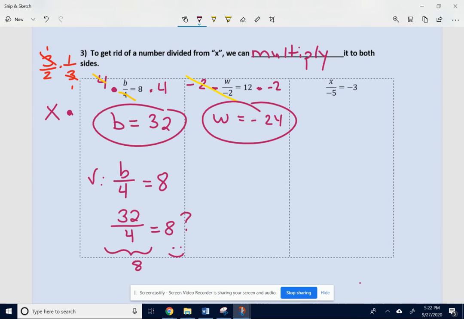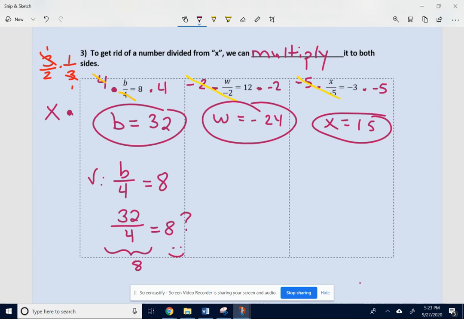The third one, x divided by -5 is equal to -3. Get rid of the divided -5 by multiplying by -5. The -5's cancel on the left. We're left with x on the left. And on the right, we have a -3 times a -5. The signs are the same, right? The signs are the same because they're both negative. So that would equal a positive 15.